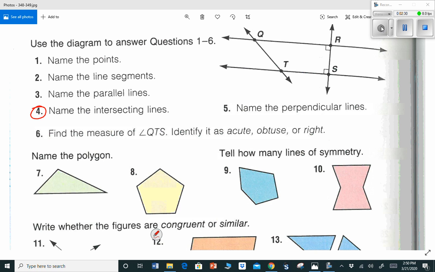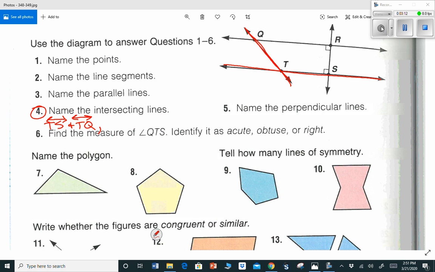Number 4 says to name the intersecting lines. Well, that's going to be kind of a pain because there are quite a lot of them. So I'm going to start with line TS intersects, I better make that a line, not a line segment, intersects line TQ. Line TQ. That's my little and symbol in there. This is going to be a big answer.